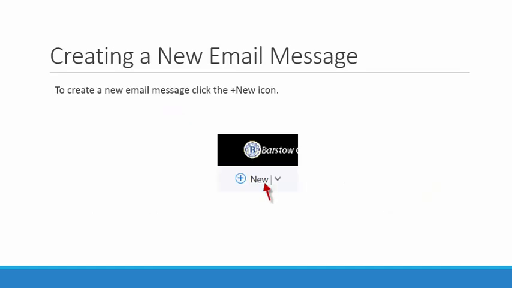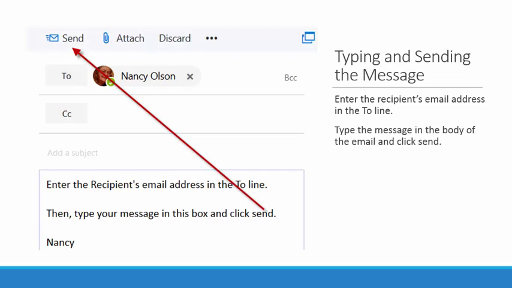Creating a new email message. To create a new email message, click the plus new icon. To add a new message, you are first going to type in the recipient name up here. Then you're going to type your message in the body of the email down here, and then you will click send as indicated.